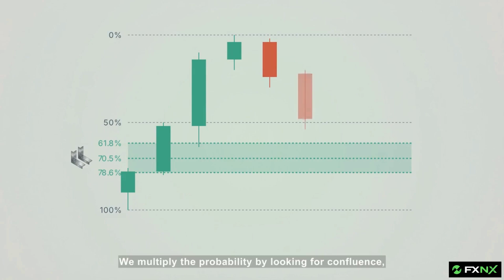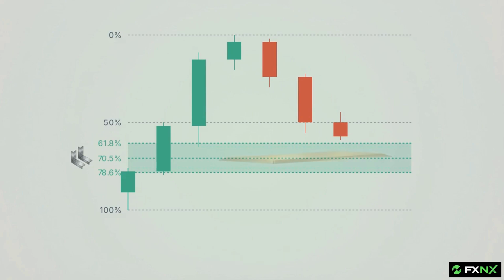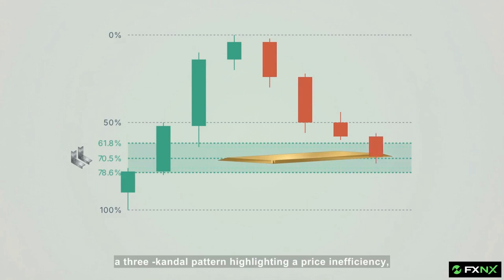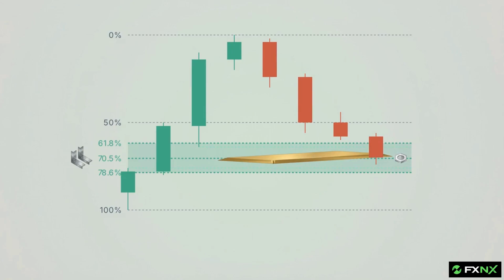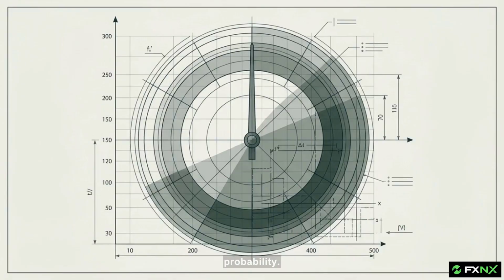sweet spot. We multiply the probability by looking for confluence, finding other institutional footprints that naturally align inside this exact box. For example, a fair value gap, a 3-candle pattern highlighting a price inefficiency, sitting perfectly between the 61.8 and 78.6% levels. Time of day adds a final layer of probability.